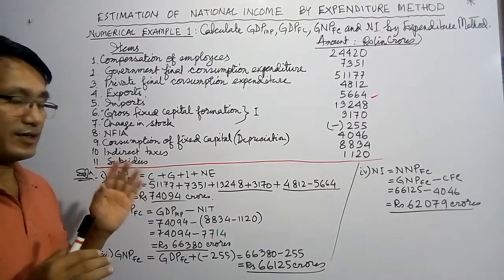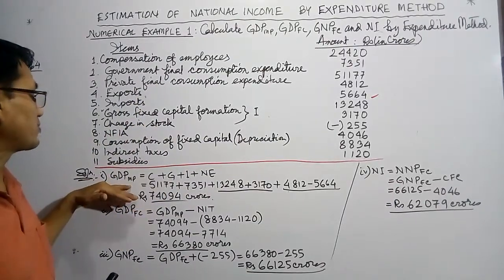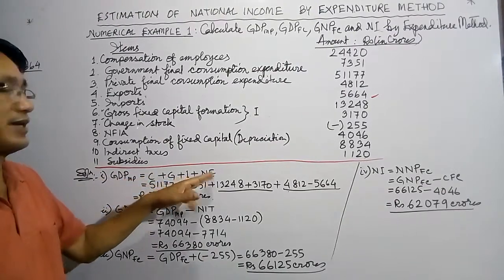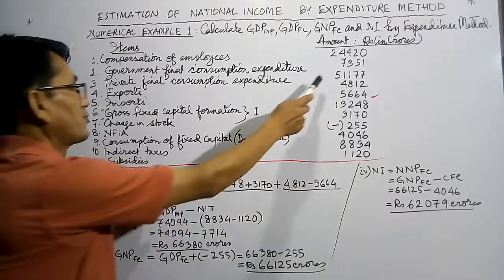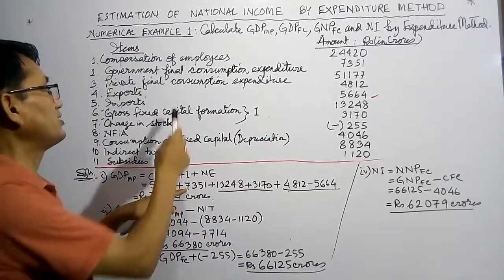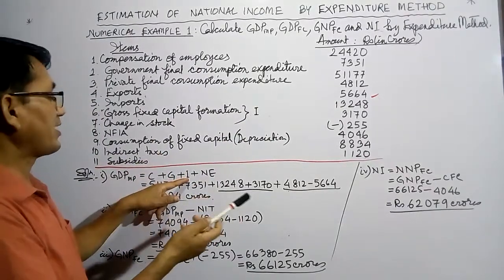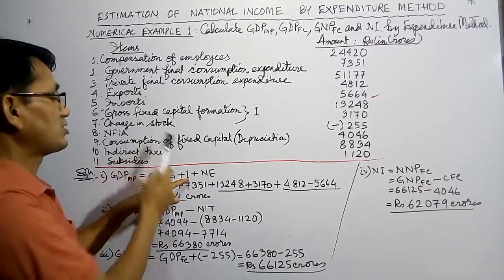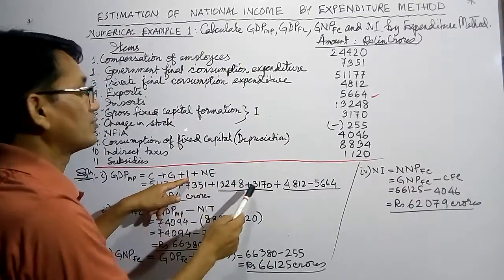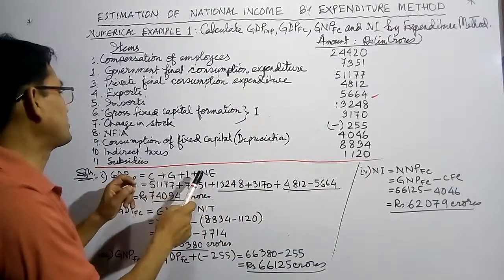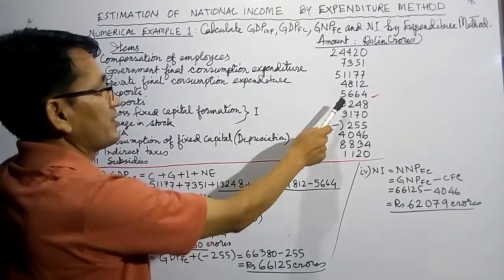by the expenditure method. So let me just sum up. GDP MP, gross domestic product at market price by expenditure method, is given by C plus G plus I plus NE. C is private final consumption expenditure, G is government final consumption expenditure 7351, and I, gross investment, is given by adding gross fixed capital formation 13248 and change in stock 3170. Net export is export minus import. Export is 4812 and import is 5664.